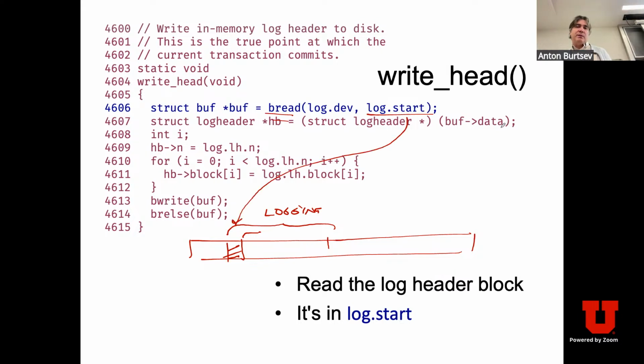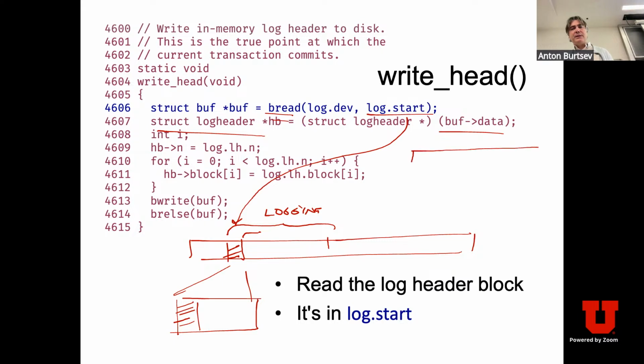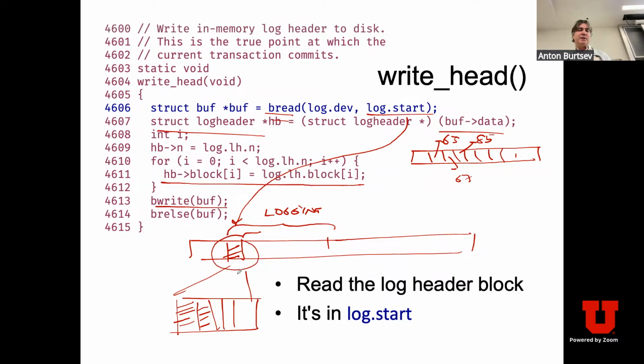And you read it. You say, let's do a typecast to a log header, because if this is a 512 byte block, you're really just writing a couple of bytes, which is the size of this log header. And essentially, this is the log in memory. So remember this array of integers, which says, okay, you have to write block 65, 67, 85, whatever. And you write them here one by one. So you copy them into this array one by one, and you just do one single write at this point into this block on disk and release it.